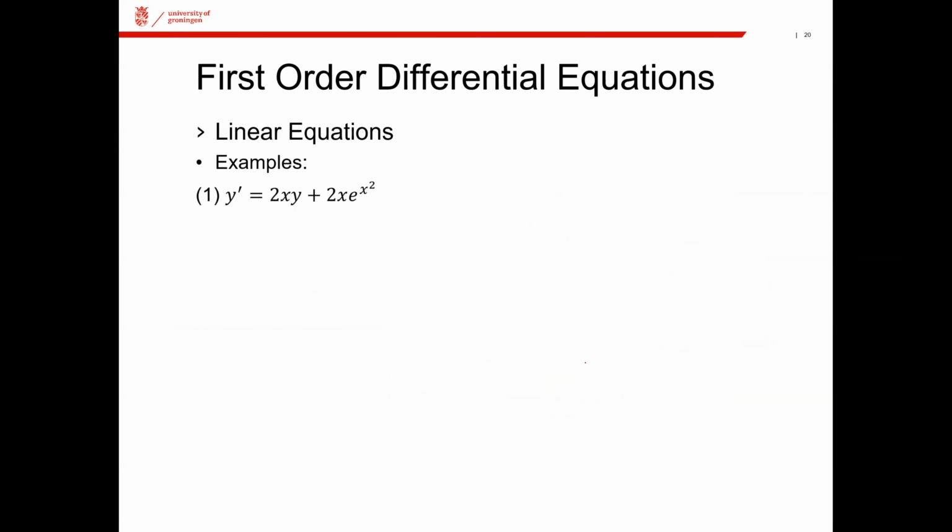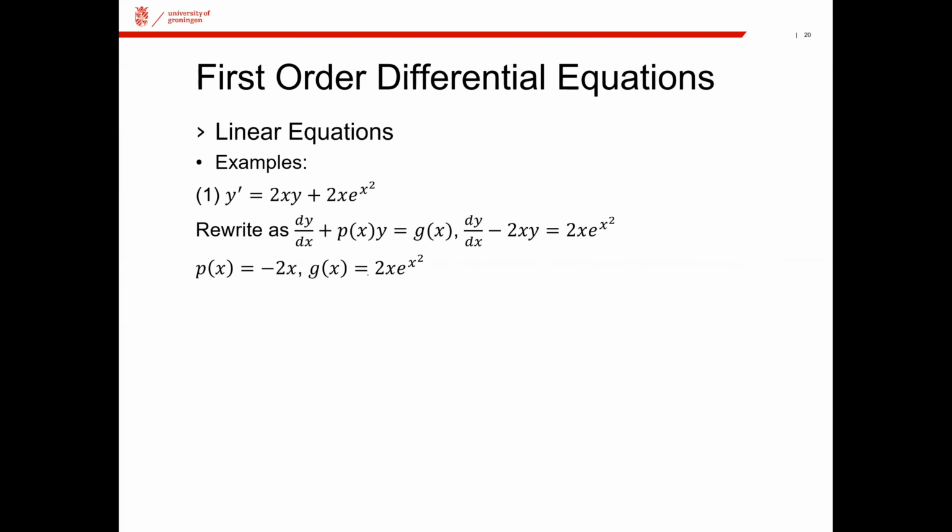Okay, then let's look at some examples. The first example: y prime equals 2xy plus 2x times e to the power of x squared. The first step is always to rewrite the original equation into the standard form. Basically, we move the 2xy to the left side, and then we know that the minus 2x will be p x, and g x will be 2x times e to the x squared.